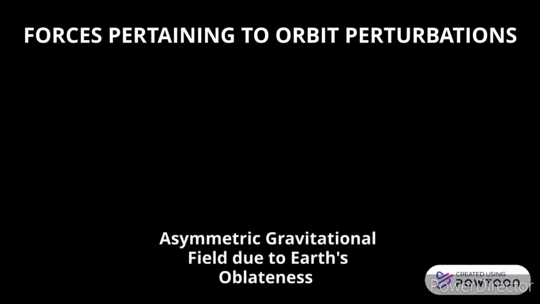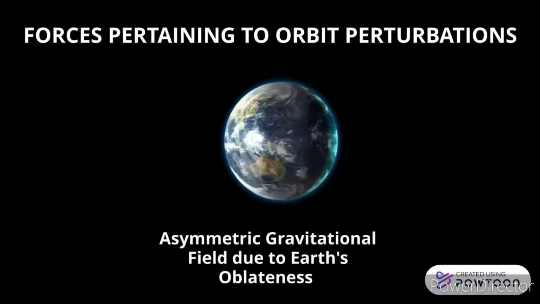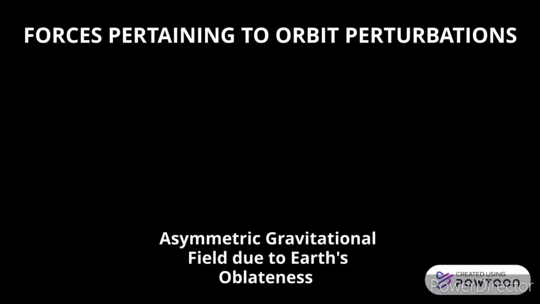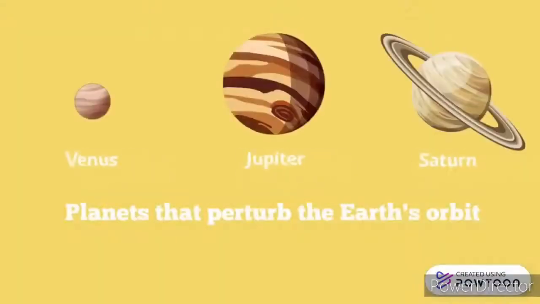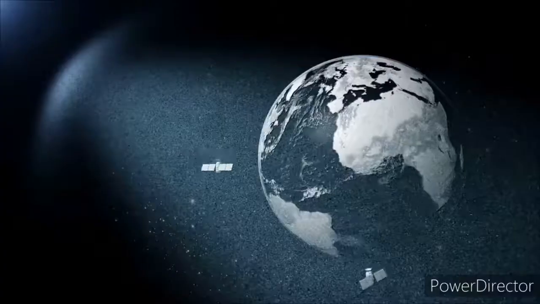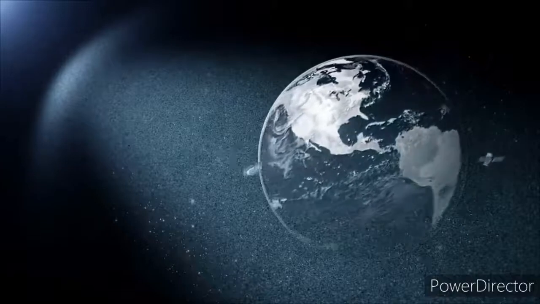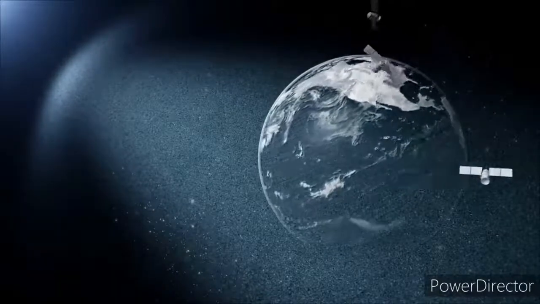Number 6. Asymmetric gravitational field due to the Earth's oblateness. The shape of the Earth and many other bodies is not perfectly spherical. Venus, Jupiter, and Saturn are the planets that perturb the Earth's orbit. Astronomers now utilize high-speed computers to calculate orbits in multi-body systems such as the solar system. The computers may be configured to account for significant disturbances in all of the member bodies' orbits.